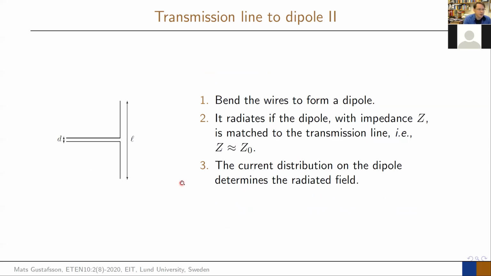Now we can try to remake this into an antenna. One way of doing it is to take your twin wire and bend the wires here. You bend this wire, you bend this wire, and then you have your dipole antenna that has length L. And then you hope that this radiates better in some ways.